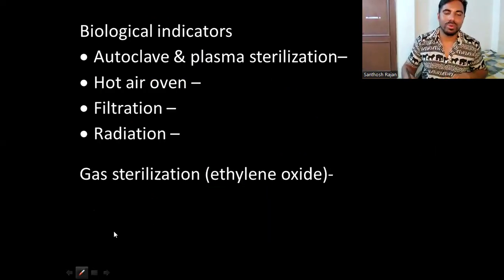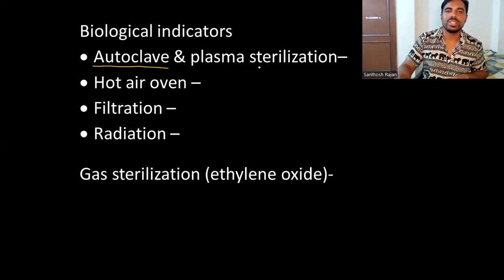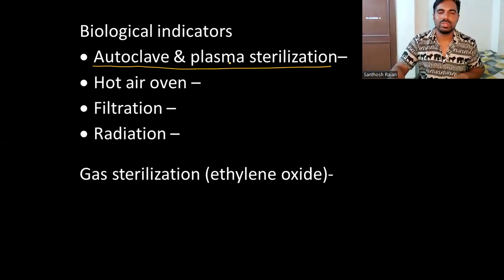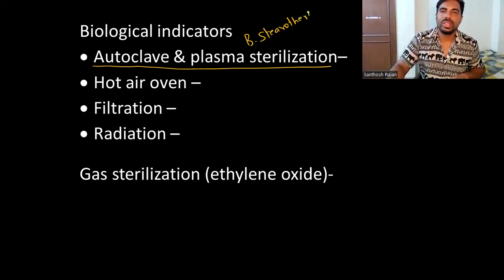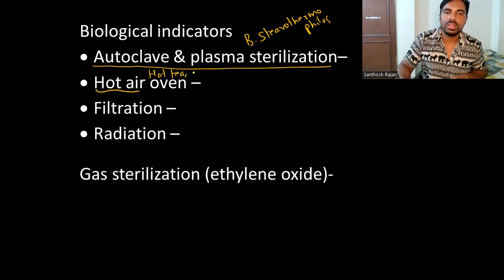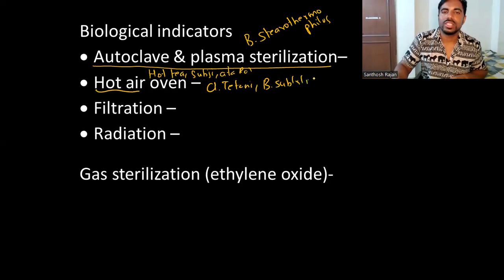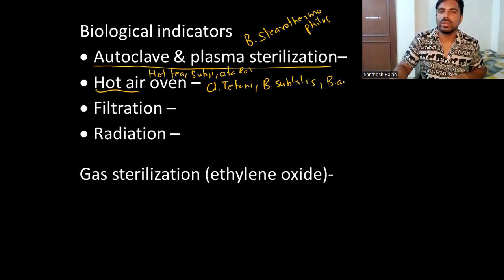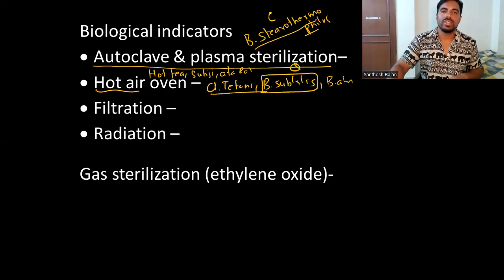Now, biological indicators may be an important question, very easy. Autoclave and plasma sterilization are the same, because both use steam. Their organism is Bacillus stearothermophilus. For the hot air oven, you have to remember hot tea, hot sabji, hot atta roti. T means Clostridium tetani, and sabji is Bacillus subtilis. Atrophaeus is not that much used, they might not ask you so much. Subtilis will be frequently asked. Clostridium tetani and subtilis can be asked. Bacillus stearothermophilus they will definitely ask.